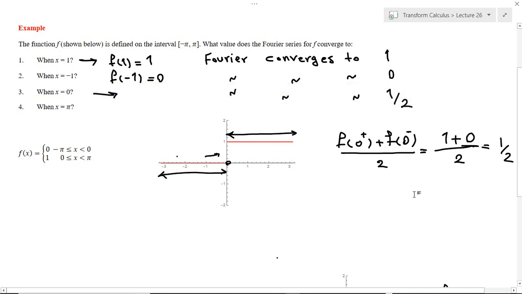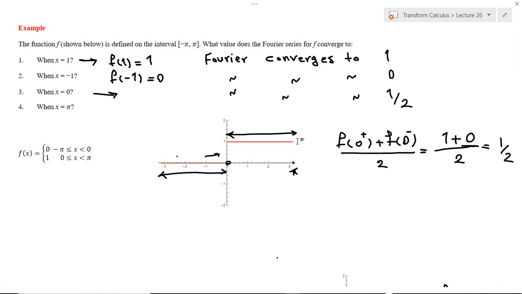So now we have to find the value that the Fourier series converges to when x is equal to pi. At this point we have pi. So how can we find this value? At first we have to know if it's a point of discontinuity or not. Yes, it is, and then we have to find the limit of the function at pi minus and pi plus.